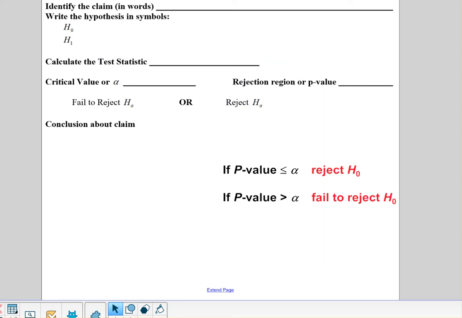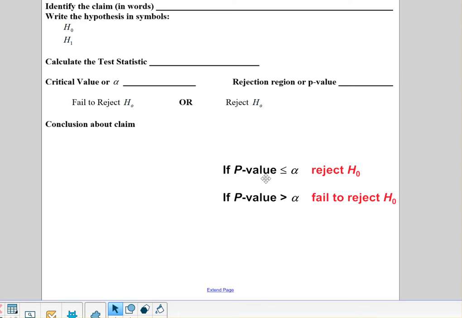So whatever our p-value comes back, we're going to get some sort of p-value, which is going to tell us to either fail to reject or to reject, and then we'll write a conclusion about that claim that we talked about up here, and then identify the claim.